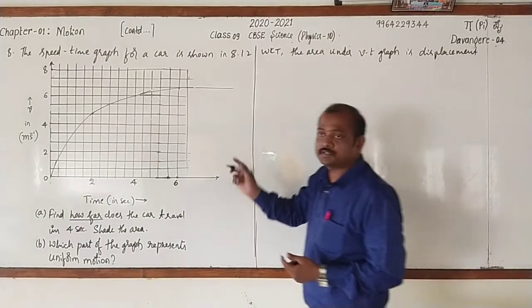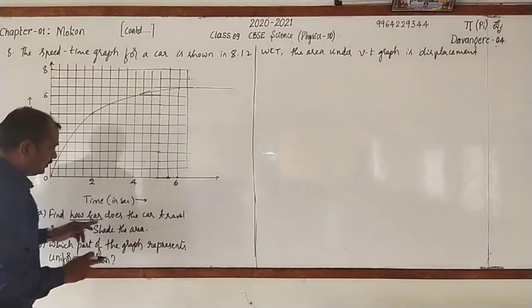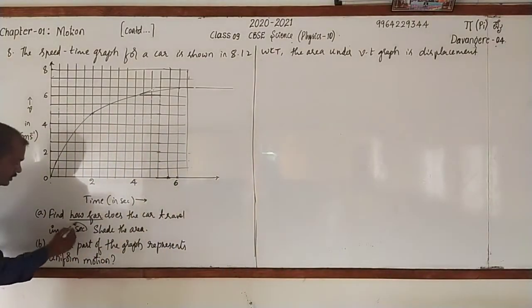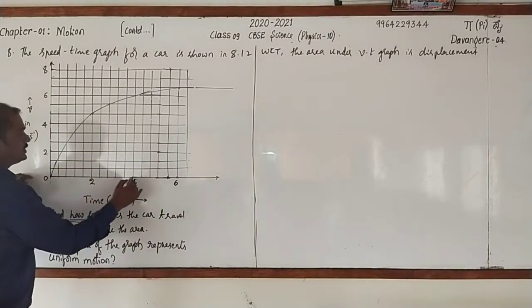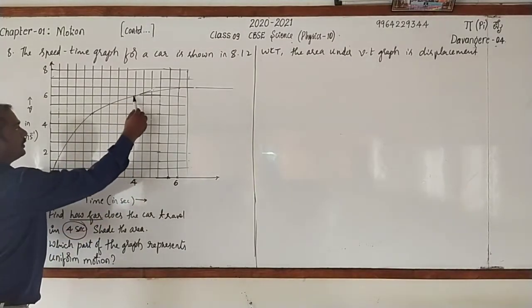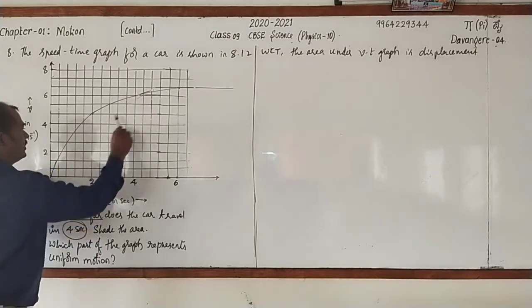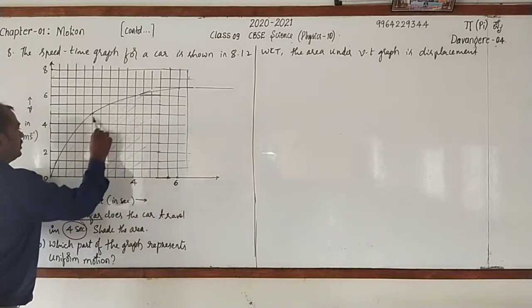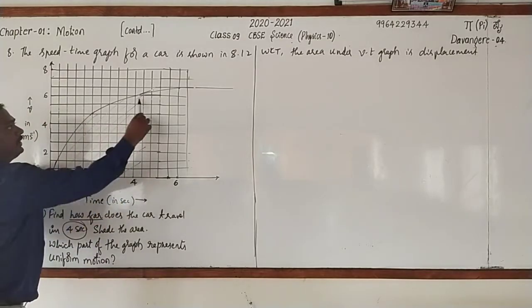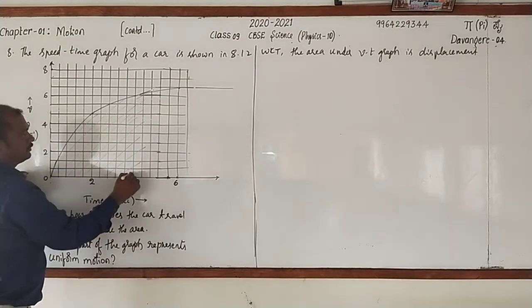Then what is the area under the VT graph, particularly in 4 seconds? Because you are going to find out the distance covered by the car in 4 seconds. Just I am going to shade that part. Observe, this is the part. You are going to find out the area of this much part, 4 seconds.